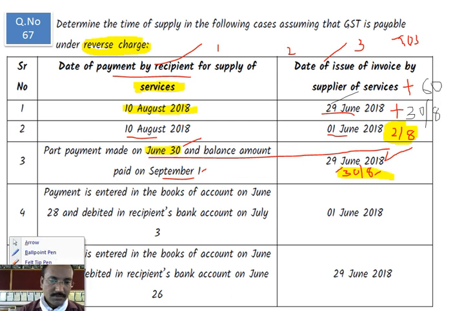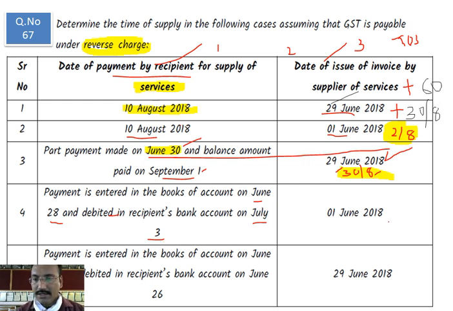Which one? Question number serial number 4. Payment is entered in the books of accounts on 30th June 28. So June 28 is the books of accounts entry date, and it is deposited in the bank account on 3rd July. These are not separate dates, so you need to answer only one. So books of account date entry is 28th June, and bank account deposit is 3rd July.